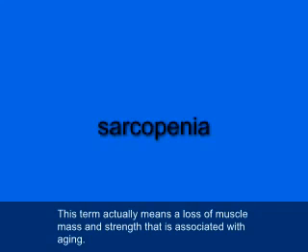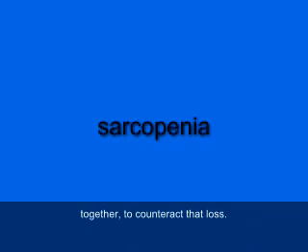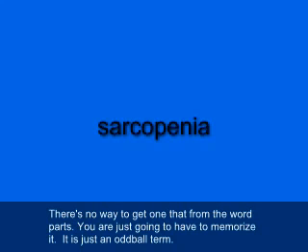This term actually means a loss of muscle mass and strength that is associated with aging. Over time, people just tend to lose muscle mass and strength unless they do a lot of weightlifting and exercise to help keep themselves together to counteract that loss. So sarcopenia means loss of muscle mass and strength associated with aging, and there's no way to get that one from the word parts. You're just going to have to memorize it. It's just an oddball term.